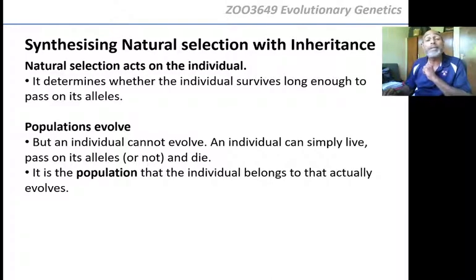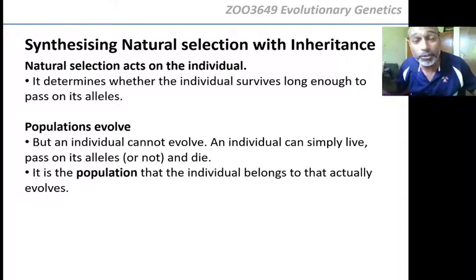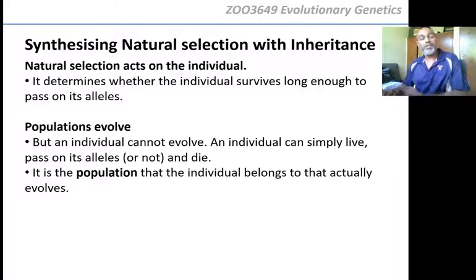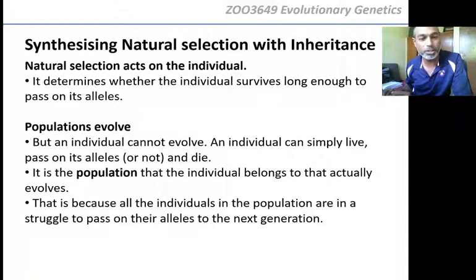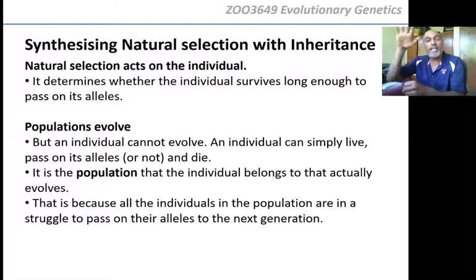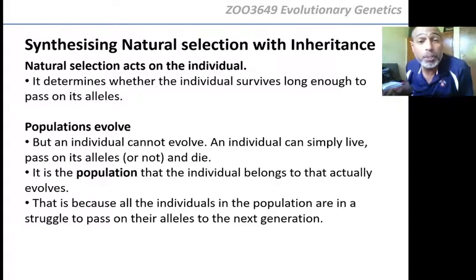So what is evolving then? If the individual doesn't evolve, we can't measure evolution in an individual. What is evolving? It is the population that the individual is a part of. That population is evolving from one generation to the next. Because the individuals inside that population are struggling. According to Darwin, they're struggling for existence, struggling to find a mate, struggling to pass their genes on to the next generation. Selection nails them one by one. And what happens to the population?